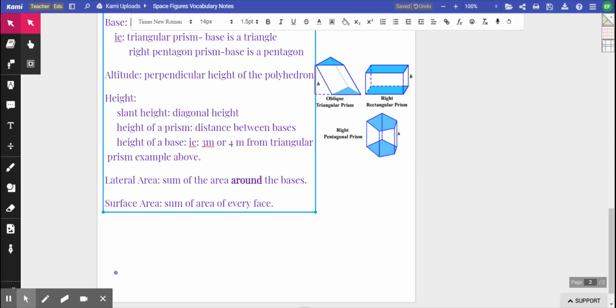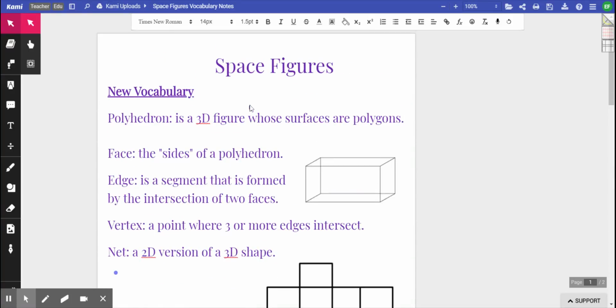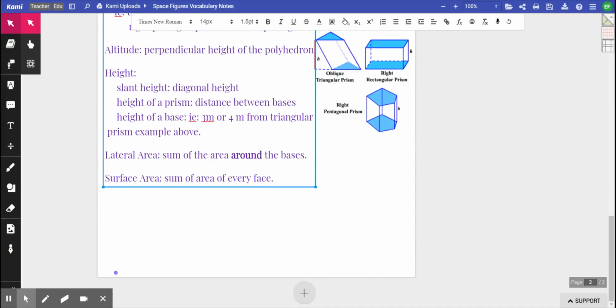So these are just some loose definitions, some vocabulary for you to look at, just something for you to refer to. At our next lesson, we're going to be going over specifically for each one of the shapes how to calculate lateral area and surface area.